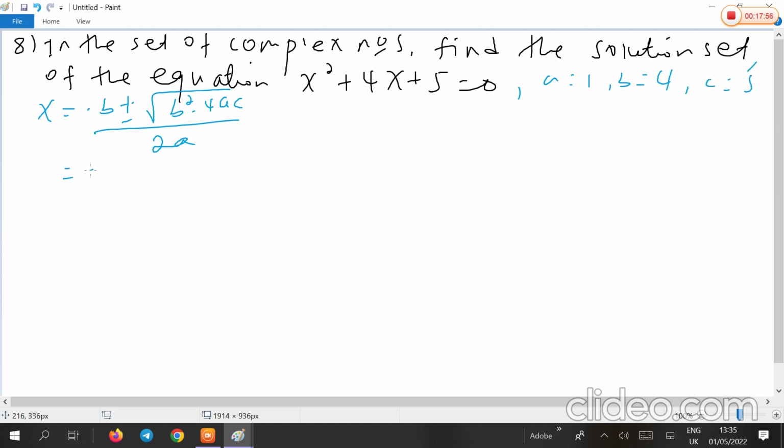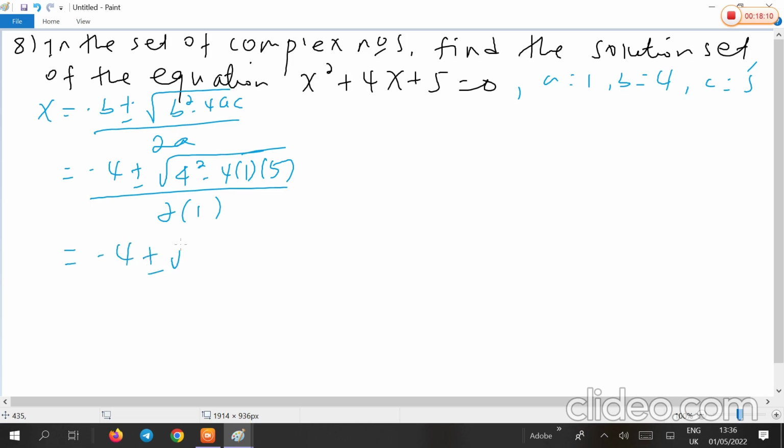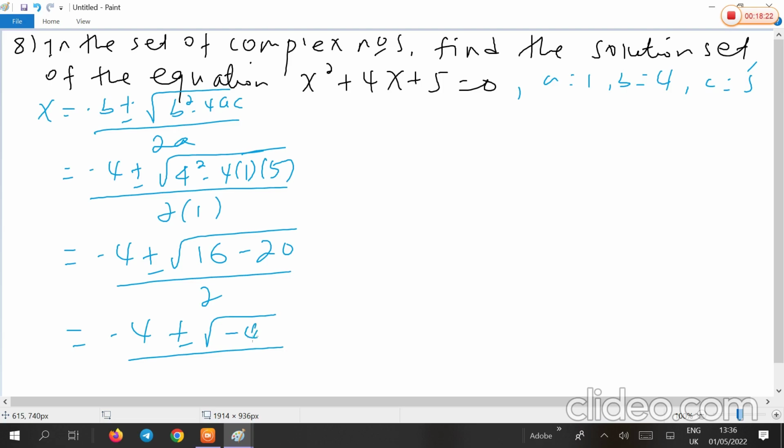So that minus 4 plus or minus square root of b square, which is 4 square, minus 4 times a times c, over 2 times a, which is equal to minus 4 plus or minus square root of 16 minus 20 over 2, where 16 minus 20 is minus 4.